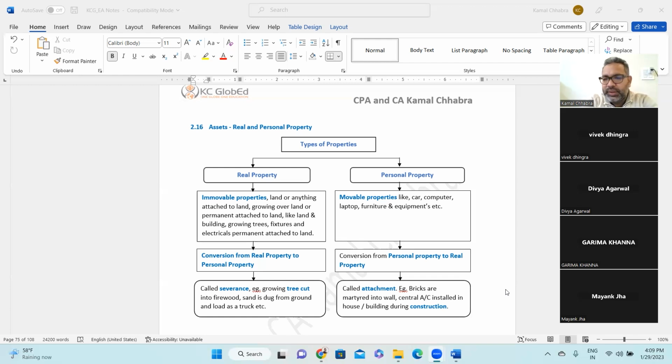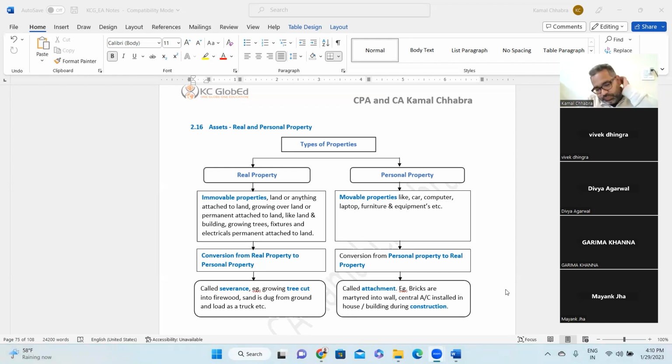Whereas personal property is all property other than real property, if I summarize very briefly. In terms of examples, your laptop, your computer, your car, your machineries, your furniture, your fixtures, your equipment, all those things come under the personal property category. Here, personal property does not mean your personal property. Personal property means that property which is not real property, which is not fixed to the land, right?